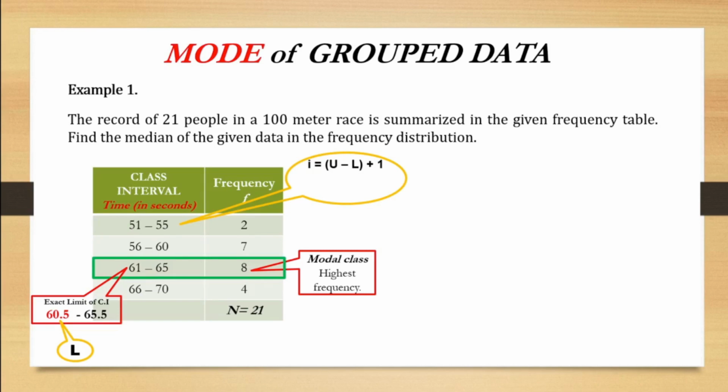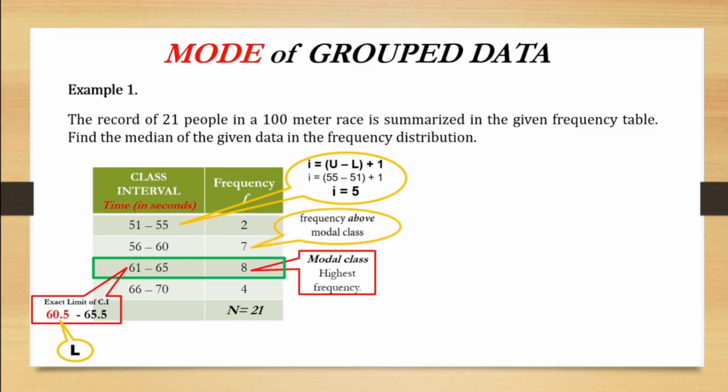If we are going to take the interval 51 to 55, our upper limit is 55 and our lower limit is 51. Then i is equal to 55 minus 51 plus 1. Then i is equal to 5.